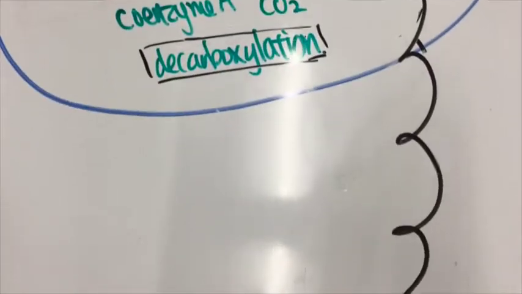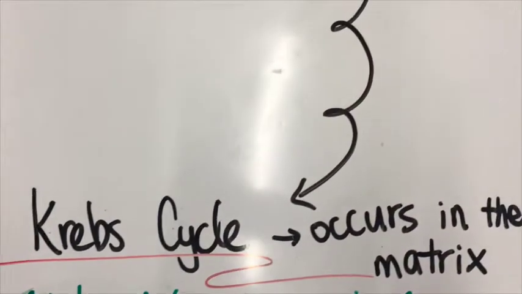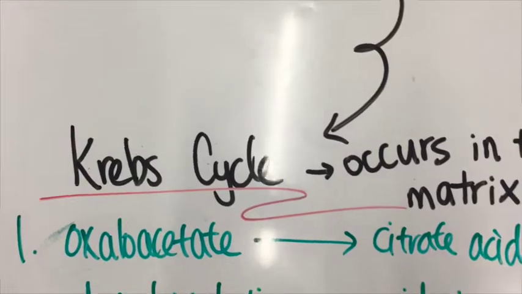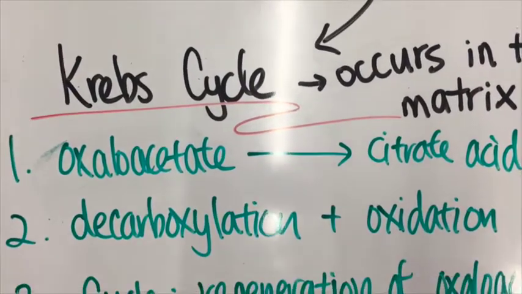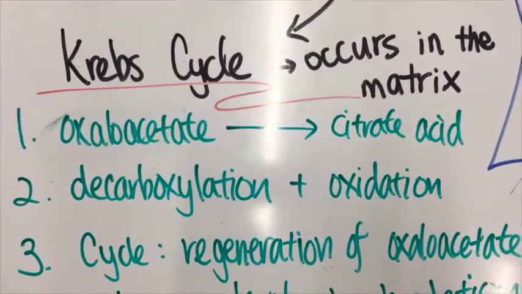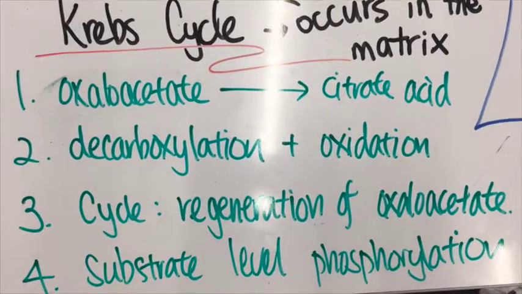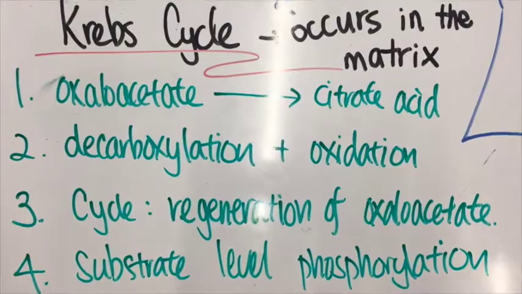After the link reaction follows the Krebs cycle. The Krebs cycle occurs in the matrix of the mitochondria, and the steps involved include oxaloacetate being converted into citrate, and there are also decarboxylation and oxidation reactions. The cycle helps with the regeneration of oxaloacetate. And there's also substrate level phosphorylation, which helps with the formation of ATP.